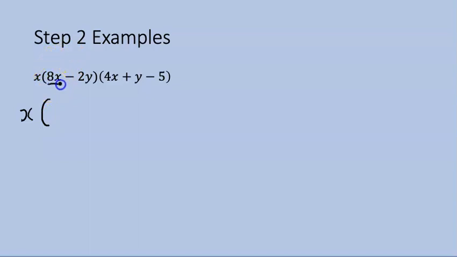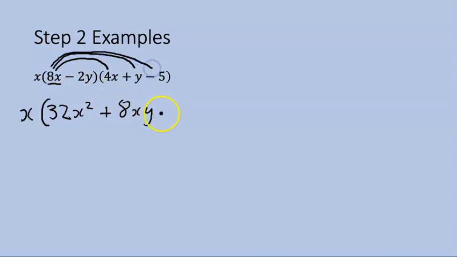So first I've got to deal with the 8x. 8x times 4x. 8 times 4 is 32. x times x is x squared. 8x times y is 8xy. Finally, 8x times minus 5 is minus 40x.